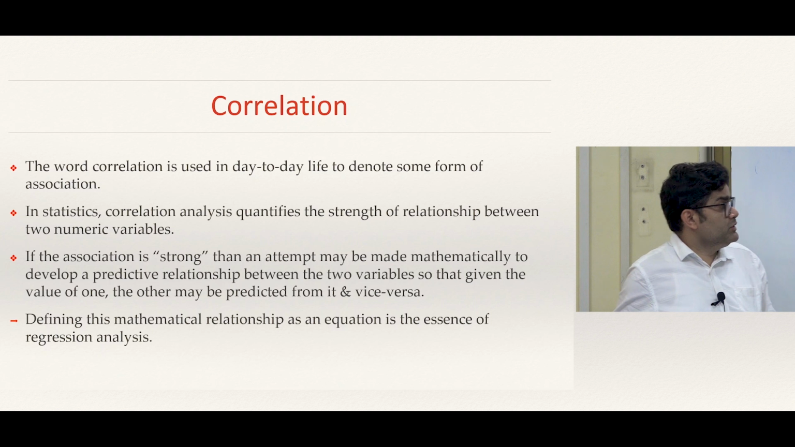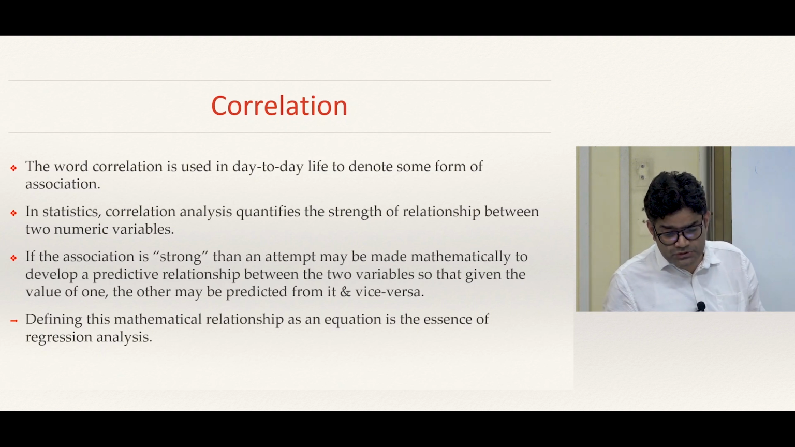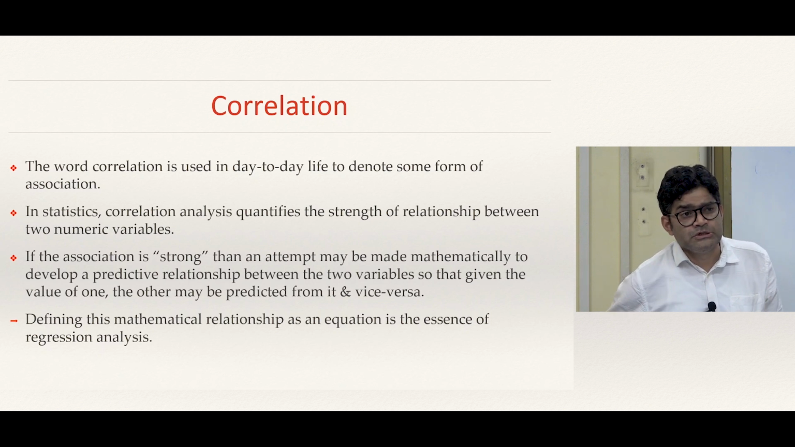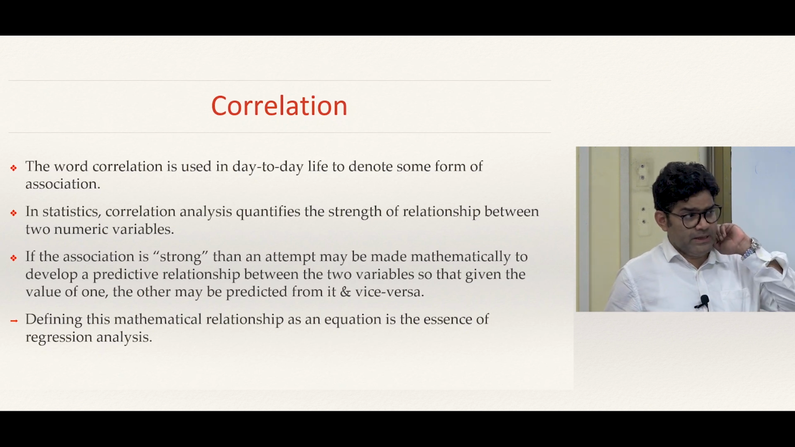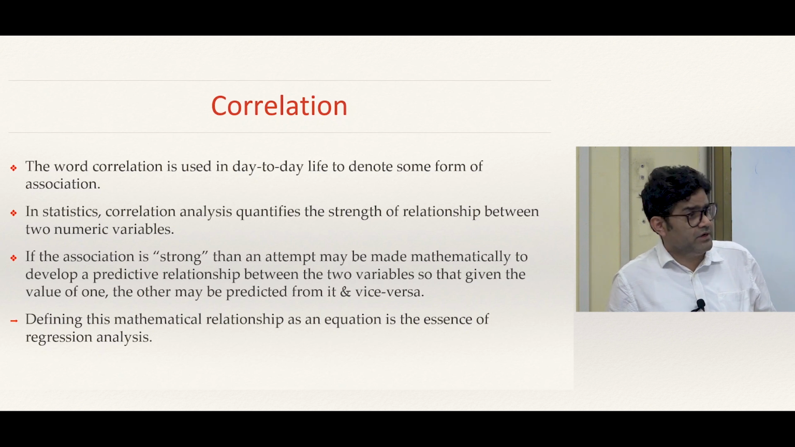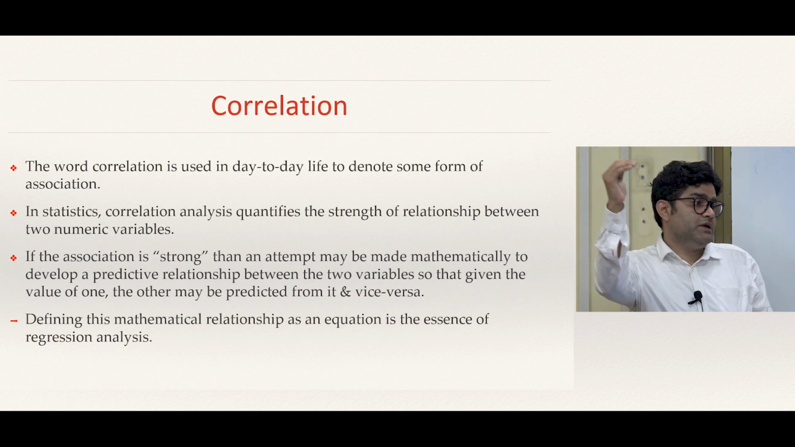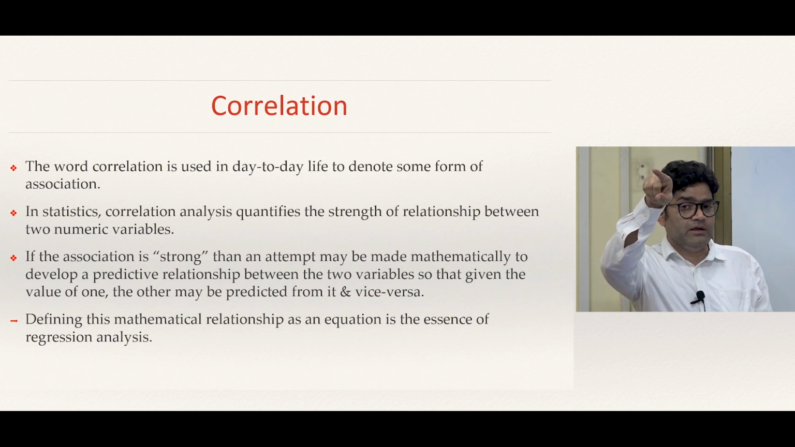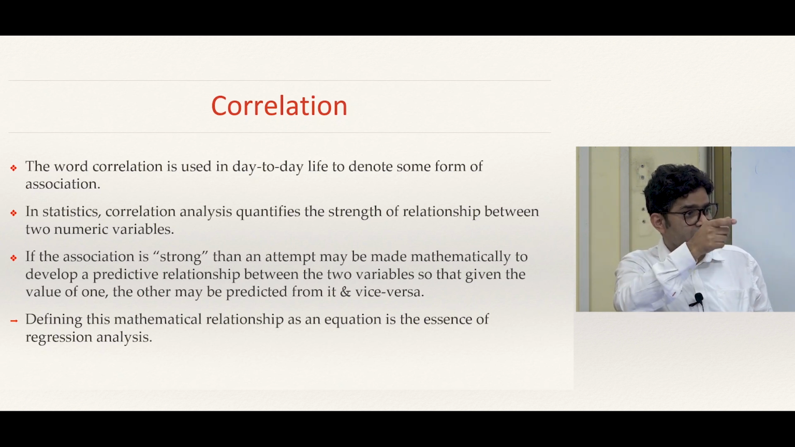The word correlation is used in day-to-day life to denote some form of association. Basically, data is of two types: qualitative data and quantitative data. Quantitative data means we have a definite idea about the magnitude as well as the direction. If I say BMI 18, 20, 25, I know the direction, and I know the magnitude also, what is the difference between the values.